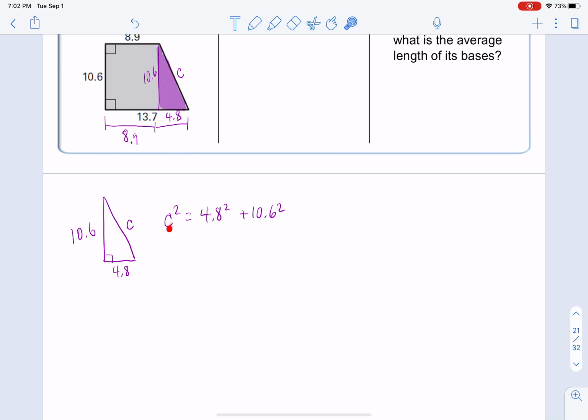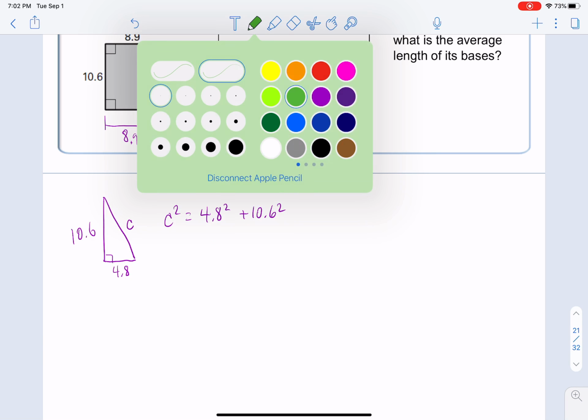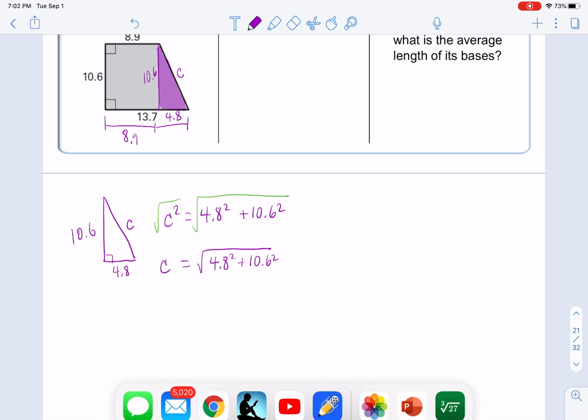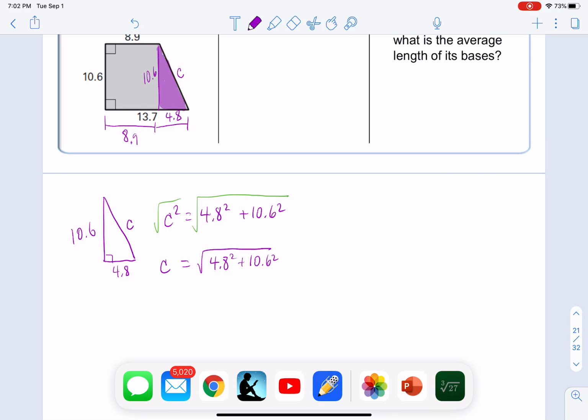And I'm just going to get C by itself by getting rid of the square. To undo a square, I'm going to take the square root of both sides. So let's take the square root of that side, take the square root of this side. On the left-hand side, they do cancel, they're inverses, and we ignore the negative answer because we're looking for a positive length here. And so I just have this weird quantity, the square root of 4.8 squared plus 10.6 squared. And again, I will just put that straight up in my calculator.